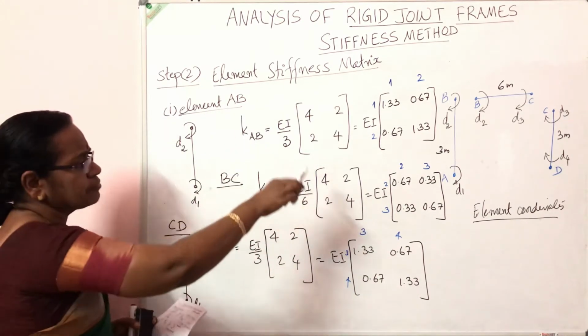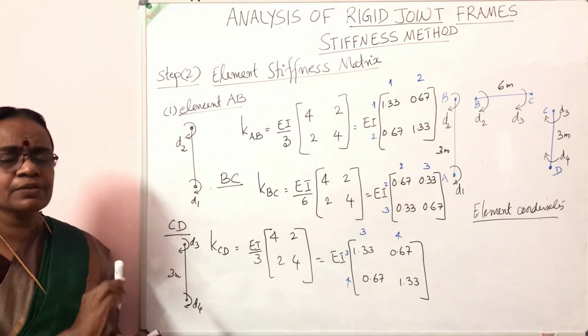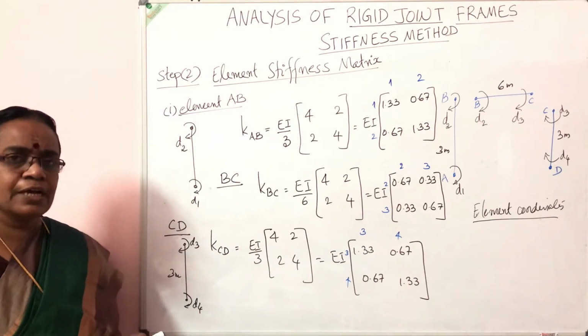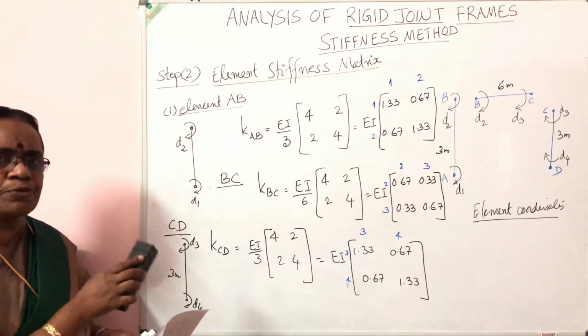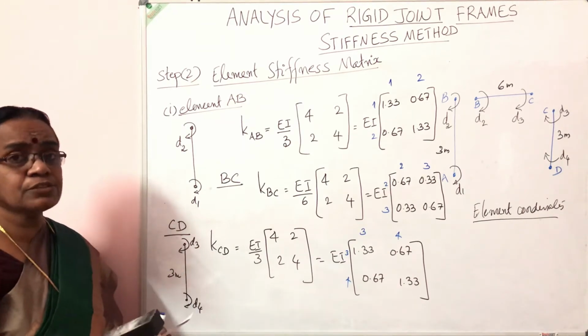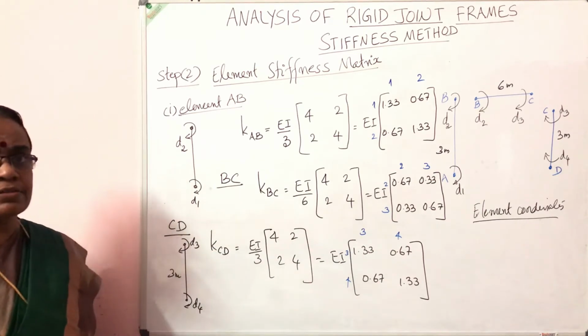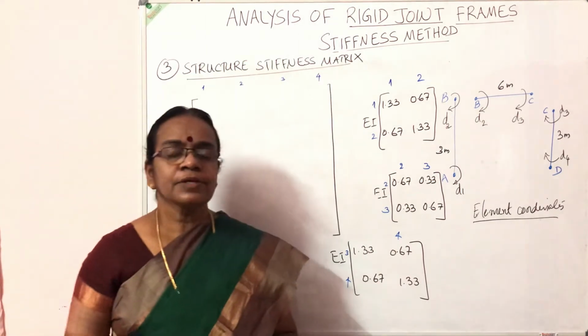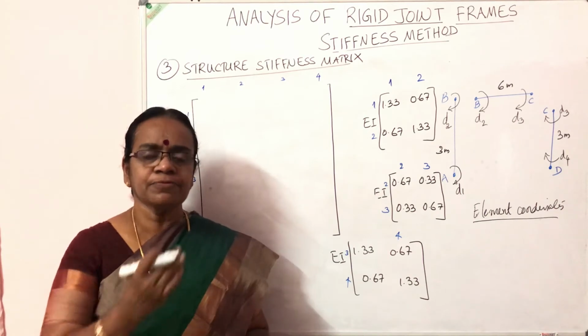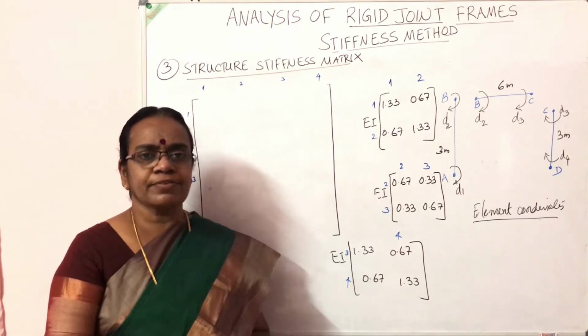So now you have arrived at the stiffness matrix for all the elements with rotation degrees of freedom alone, EI by L into 4, 2, 2, 4. Just substitute the length value, and if there is a change in cross section, we have to substitute EI also. So you have arrived at all the element stiffness matrices. Now we can write down the structure stiffness matrix from the element stiffness matrix elements.